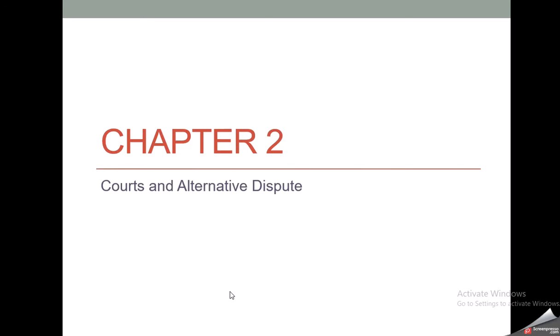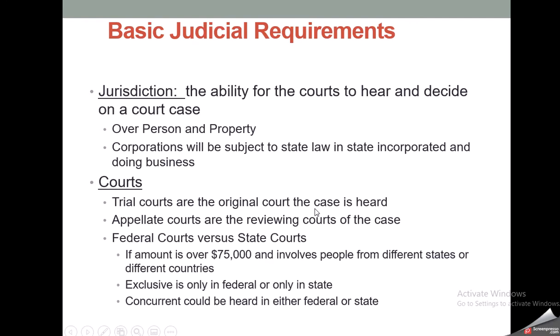Chapter 2, we're going to briefly talk about the court systems and the alternative dispute resolution system. That's really the key to this particular chapter. So the first section deals with just some different terminology that deal with our court systems. So a jurisdiction is the court's ability to hear a case.